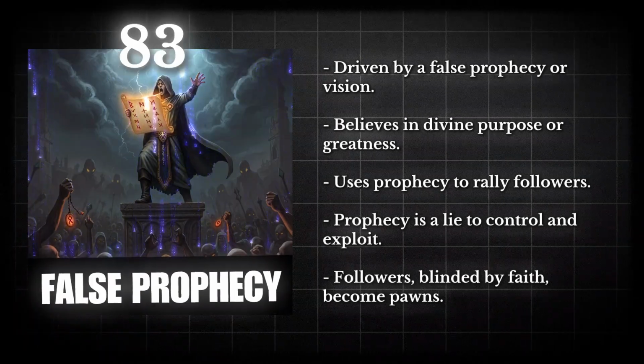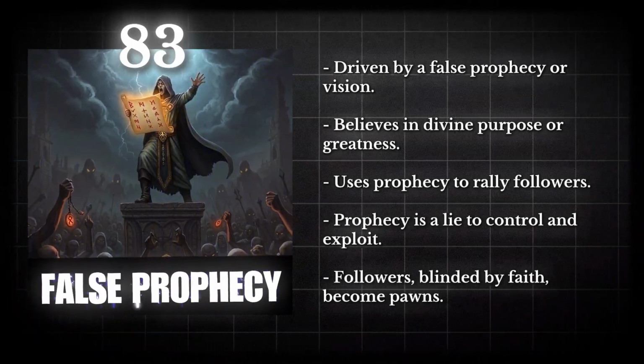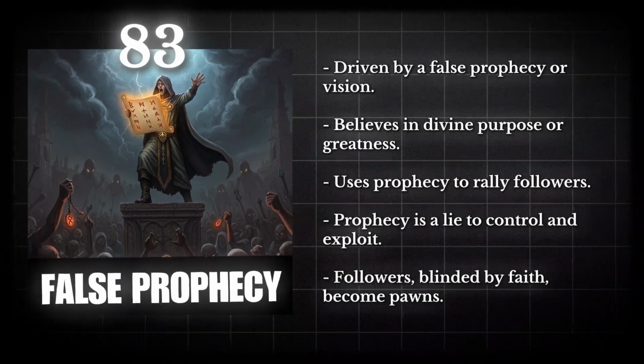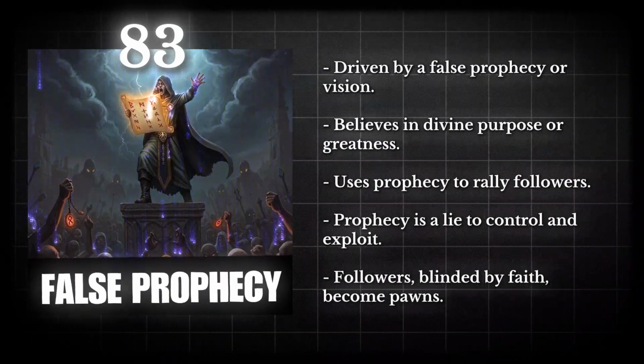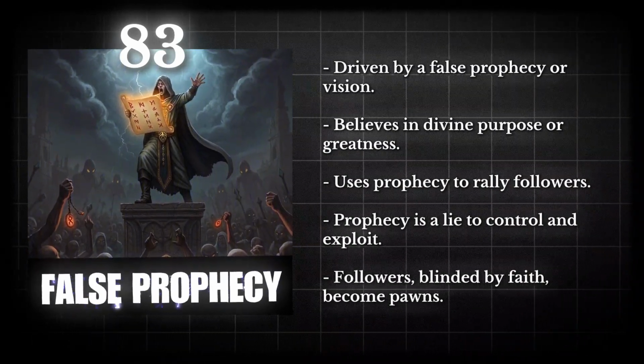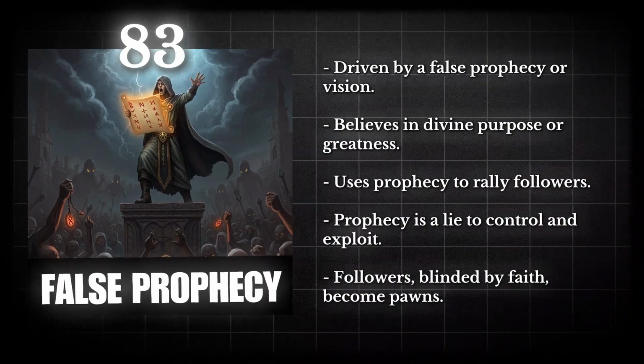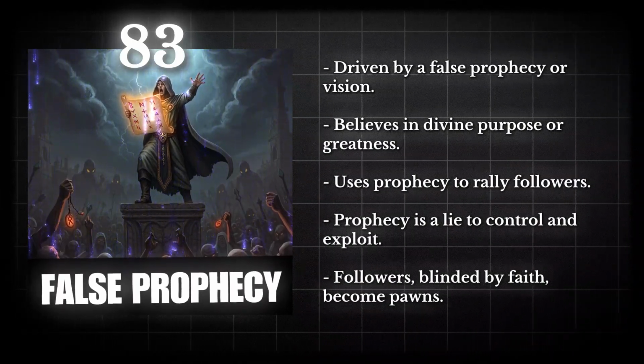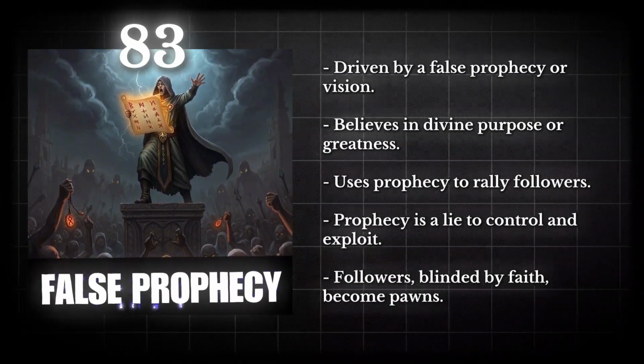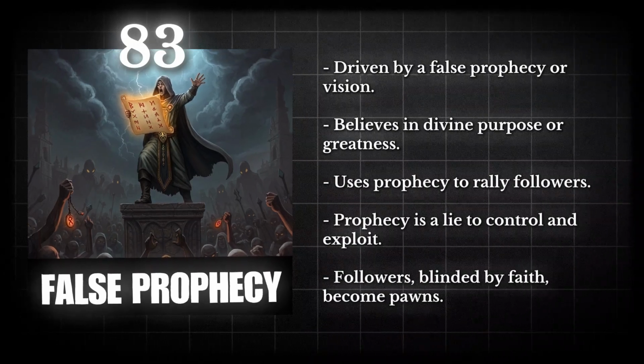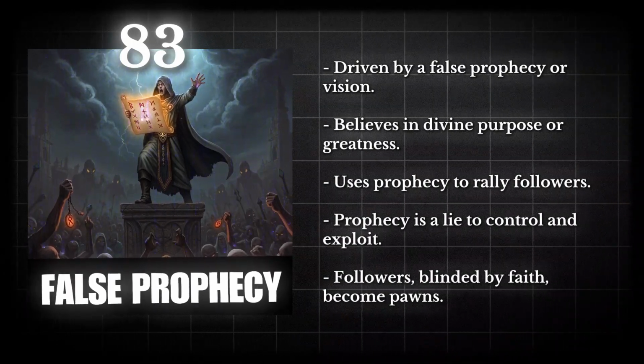83. False prophecy. The villain is driven by a false prophecy or vision, believing they are destined for greatness or divine purpose. They use it to rally followers and justify their actions, but the prophecy is a lie, crafted to control and exploit those who believe in it. Their followers, blinded by faith, become pawns in the villain's scheme.